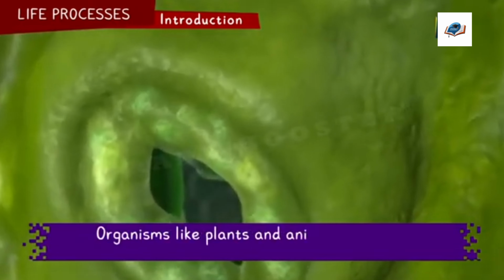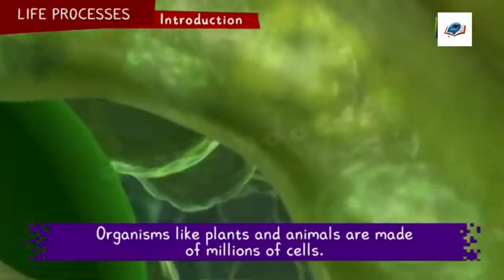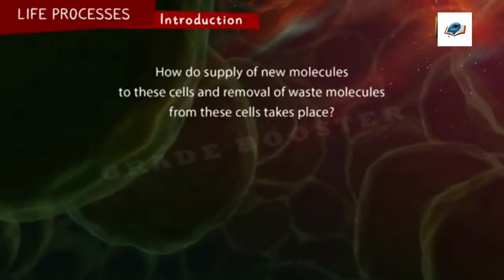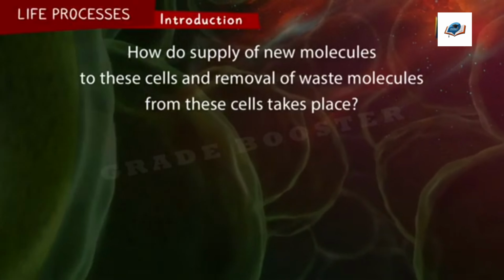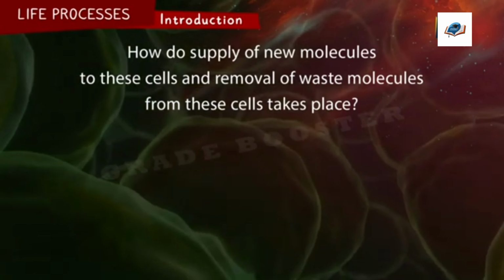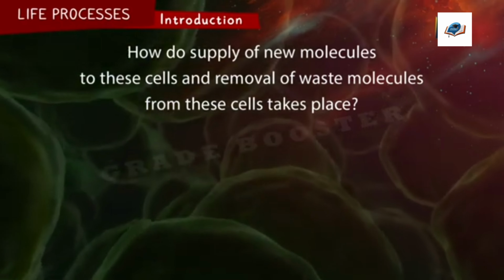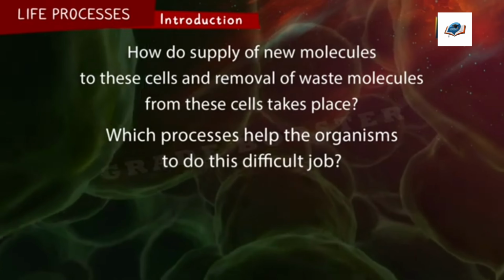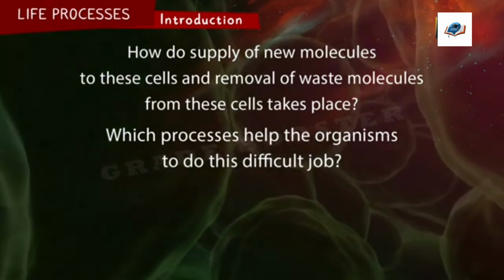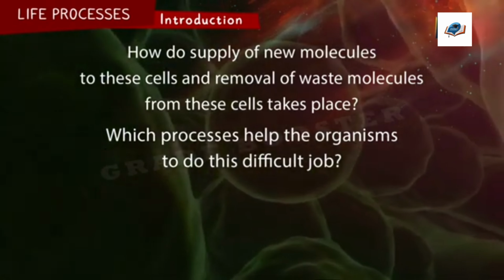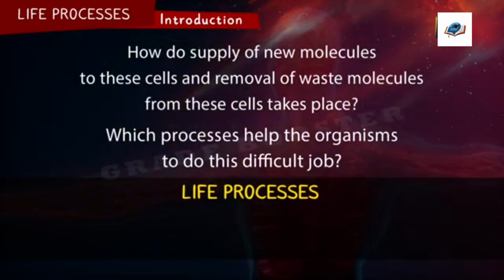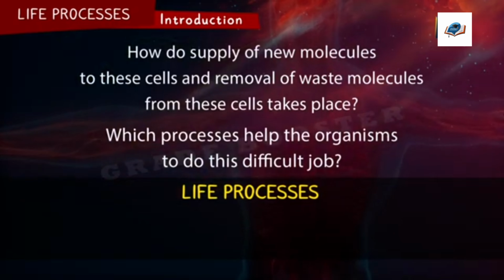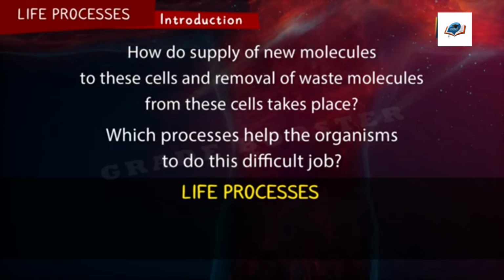Organisms like plants and animals are made up of millions of cells. Then, how does the supply of new molecules to these cells and removal of waste molecules from these cells take place? Which processes help the organisms to do this difficult job? Life processes are a set of processes that help the organisms to do this job.